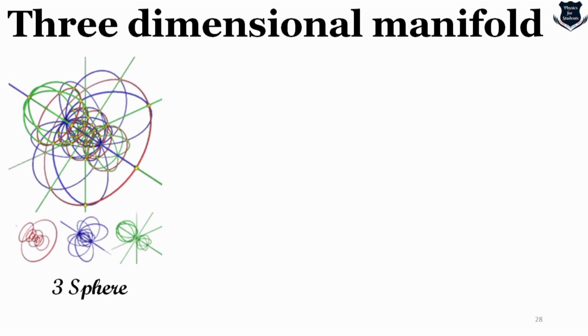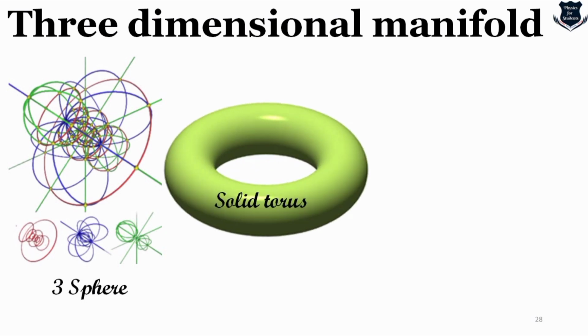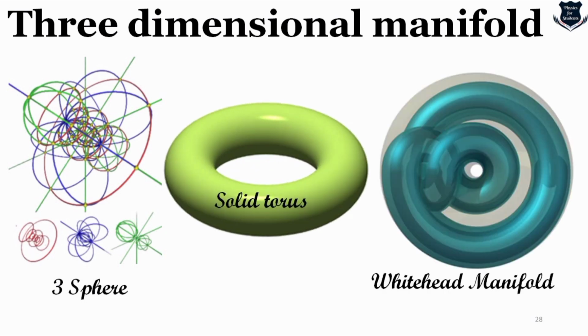Okay, so we go ahead and understand what a three-dimensional manifold is. We first get a three-sphere, and we get a solid torus. This is very interesting: the Whitehead manifold. This was discovered by J.H.C. Whitehead while he was working on the Poincare conjecture, and he found that manifold, and he is considered to be the founder of homotopy theory.